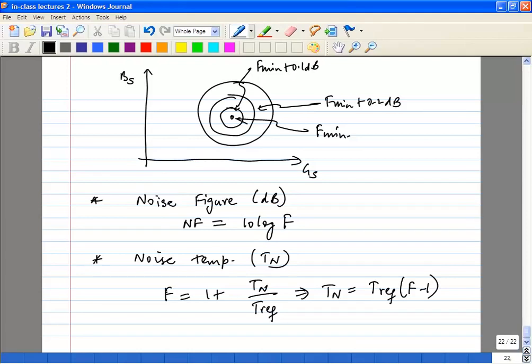Okay, let's stop here, and tomorrow we'll look at what happens to the noise figure if you have a cascaded system, and then we'll go on from there. We'll look at the noise figure of some systems and circuits.